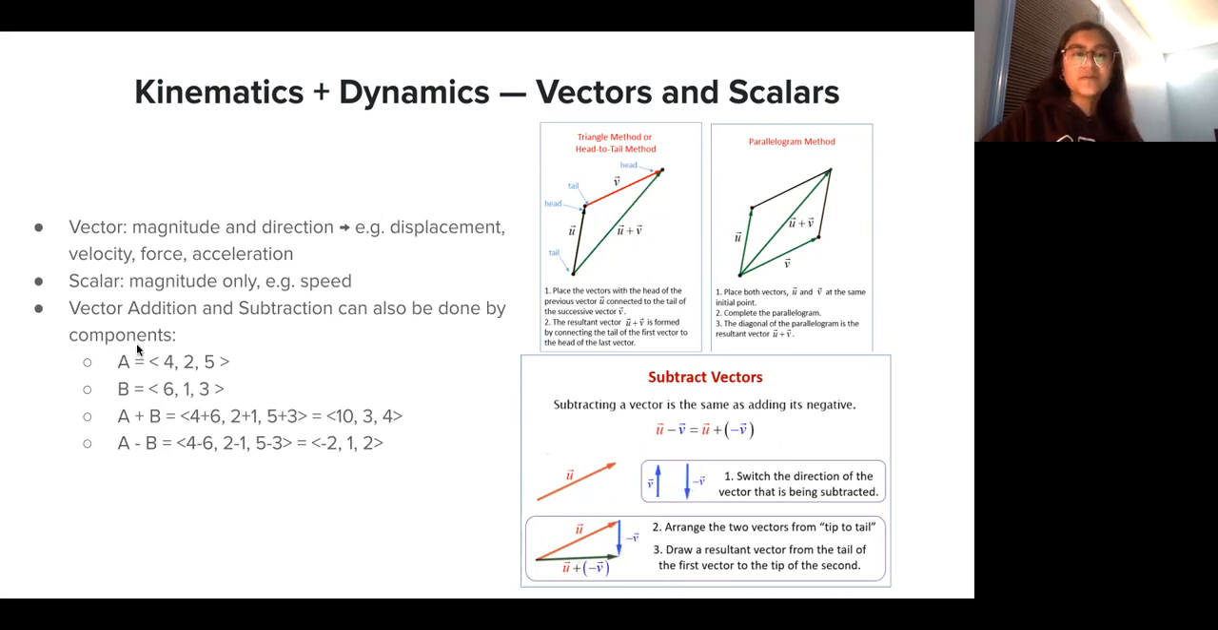And you can also just do it by components. Honestly, I think I ended up doing this one a little bit more to get a stronger sense of what direction the resulting vector was going. So you can do it component-wise as well. Here, I just wrote out a quick example of a plus b and a minus b. So that's just vectors and scalars.